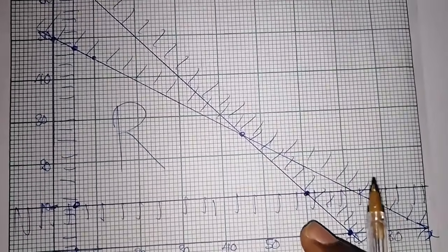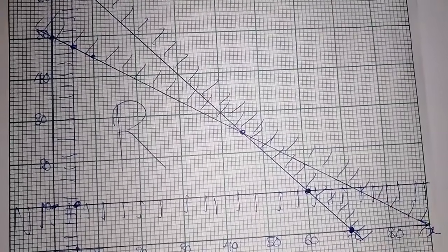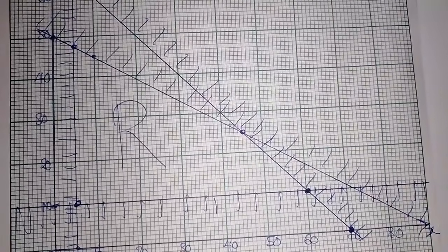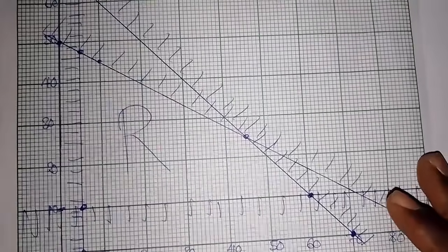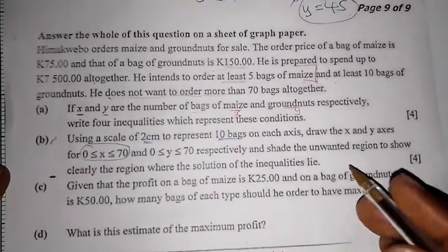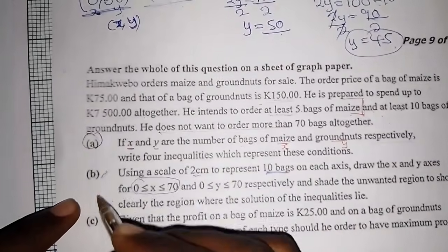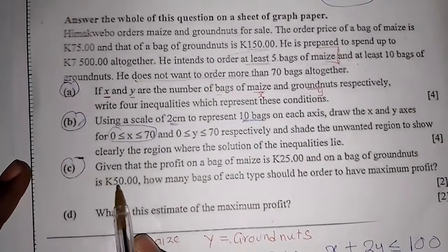So when a line is making a slope, let me shed more light on this. When a line is making a slope, you need to think this way, up and down. But when it is like this, you check here numbers are increasing, here numbers are reducing. This is what you are supposed to do. Okay, I've answered this. I'm done with this and I'm done with that. Let me go to this one now.